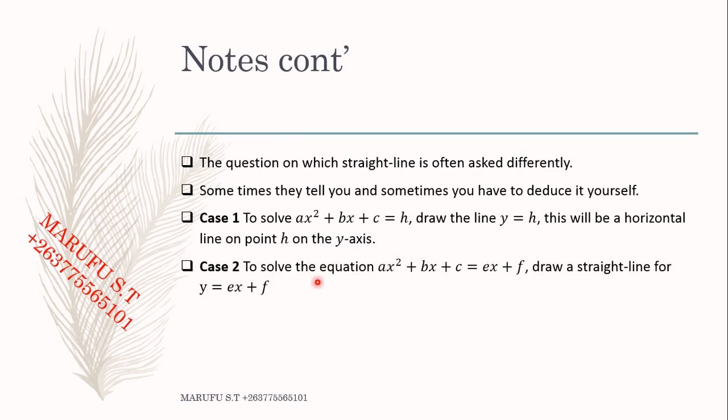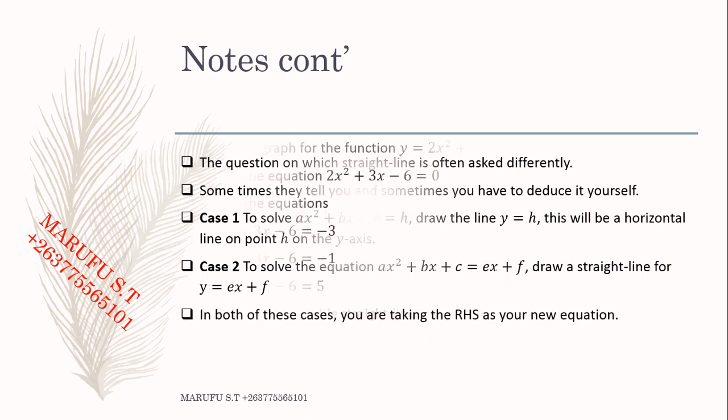In case number two, they have something like this: x squared plus bx plus c is equal to ex plus f, where e and f are numbers. And we are saying you also draw a straight line called y is equal to ex plus f. So this is the equation for the new line. You are simply taking what is at the right hand side of this equal sign.